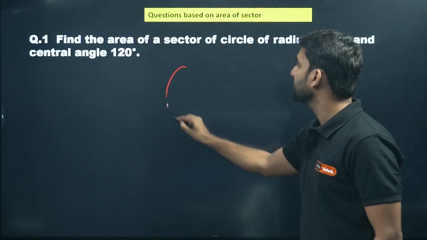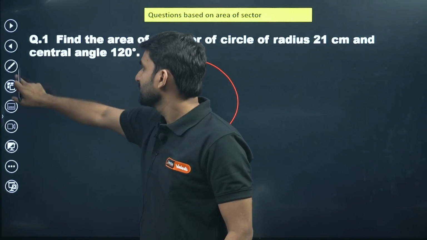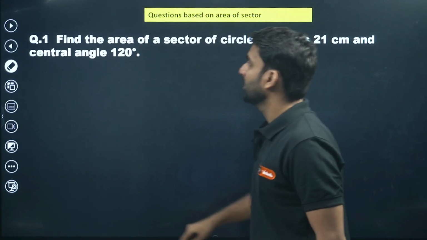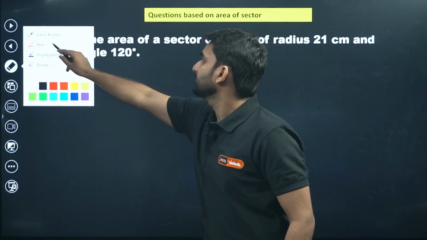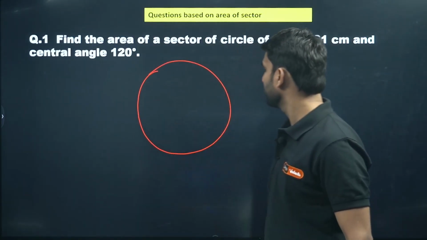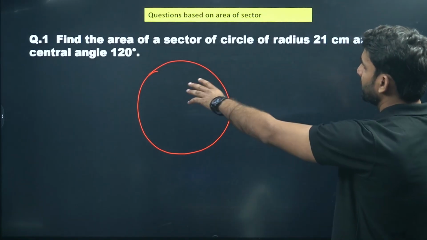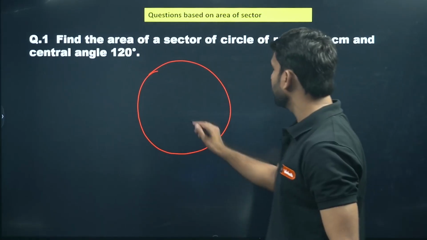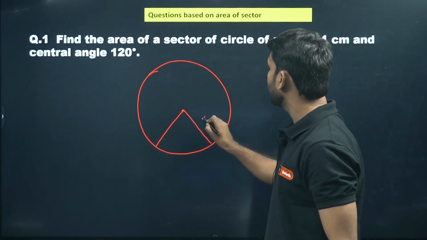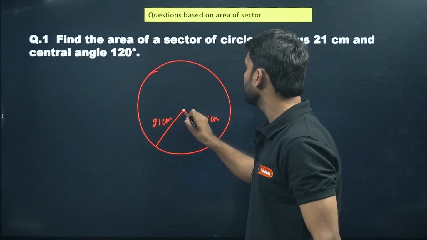So there is a circle. Circle is not good. I will draw it again. Okay. So there is a circle. Wow. Comparatively, this is a bit better than the previous diagram. Okay. So the radius is 21 centimeter. Cool. This is the center, and the radius is 21 centimeter.